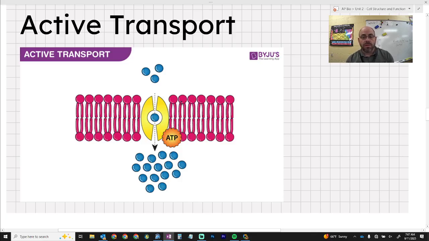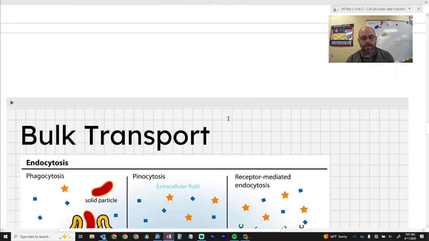All of Unit 3, sometimes I get my units mixed up, all of Unit 3 is about creating a gradient, right? And how gradients are created using energy of some sort. And so that is active transport.